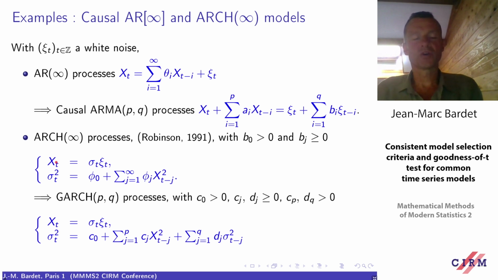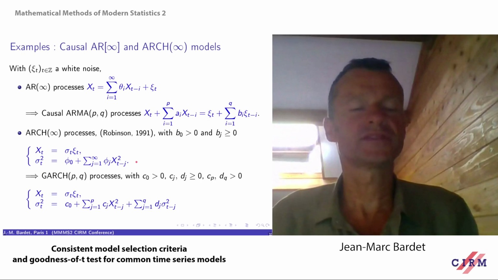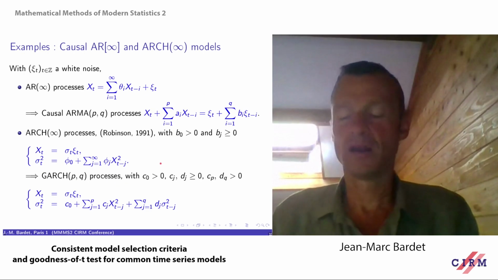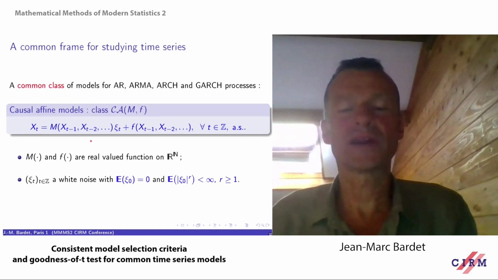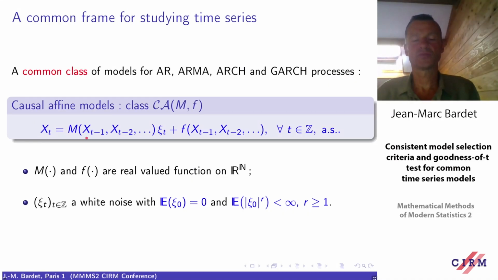So for this second model, we have a functional f which is equal to 0, and the functional m which is exactly the square root of phi 0 plus this sum of square values of xt. Okay, so it is clear that AR infinite processes and ARCH infinite processes are particular cases of this general class of affine causal processes. But we could add also many more processes.